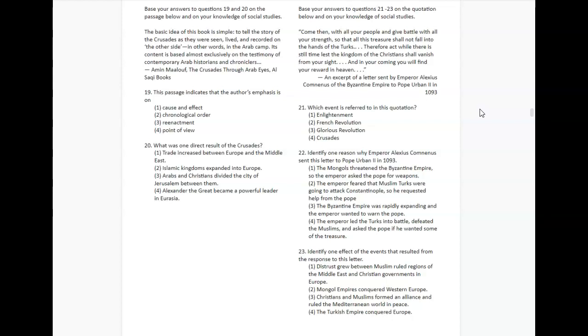Number 23. Identify one effect of the events that resulted from the response to this letter. 1. Distrust grew between Muslim-ruled regions of the Middle East and Christian governments in Europe. 2. Mongol empires conquered Western Europe. 3. Christians and Muslims formed an alliance and ruled the Mediterranean world in peace. 4. The Turkish Empire conquered Europe.